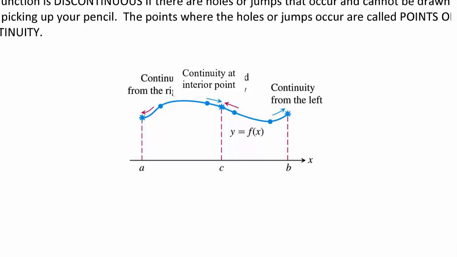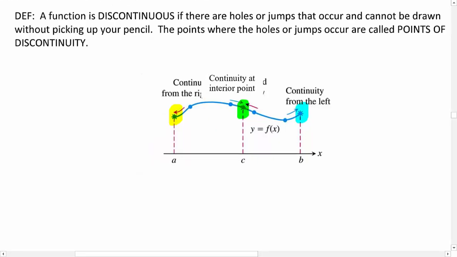I see my text is slightly off in this diagram, but we can still look at it. So this point A would be said to have right side continuity because it's continuous up to the right. This point B has continuity from the left because it's continuous as it approaches from the left side. And then the point in the middle is continuity at an interior point.